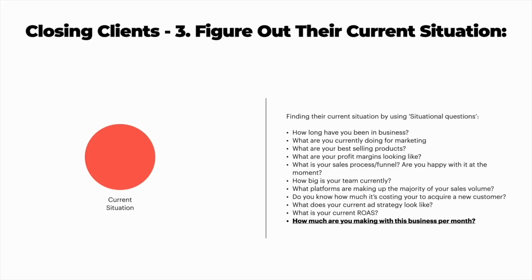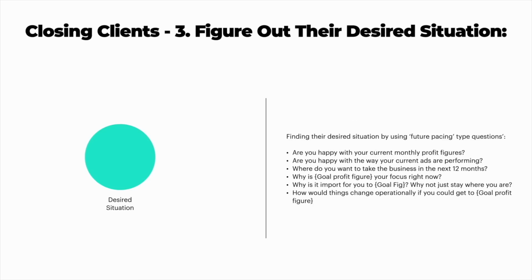How much are you making with this business per month? You need to get an actual figure here, a specific dollar amount. If you don't get that, you need to ask them for a specific dollar amount. If they continue to say they don't know, you're going to ask them to ballpark it. You need that figure. That takes you on to part 3, which is the second part, which is kind of like 3.2, I guess, or 3.1, which is figuring out their desired situation.